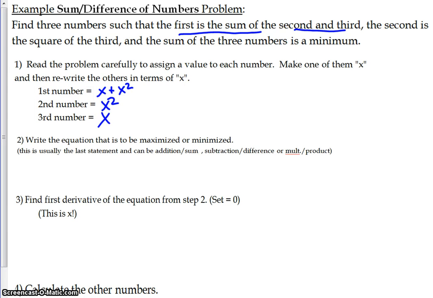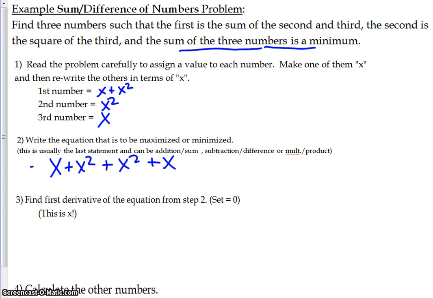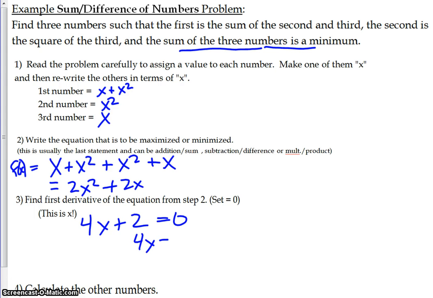I know these can be tough just to know how to work these out. What we're trying to do in this case is minimize, not maximize, the sum of the 3 numbers. So here's the first number plus the second number plus the third number. That's what we're trying to minimize. Now if I combine like terms, it would be 2x squared plus 2x. First step, take the first derivative: 4x plus 2. Set it equal to 0 and solve it. x would equal negative 1/2.